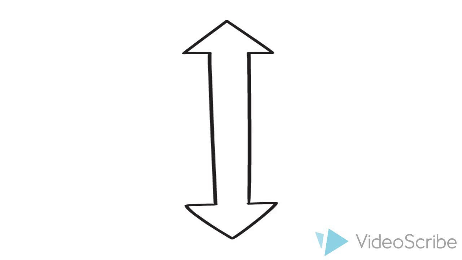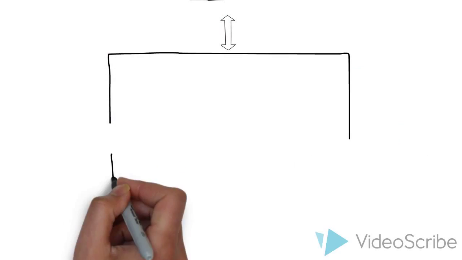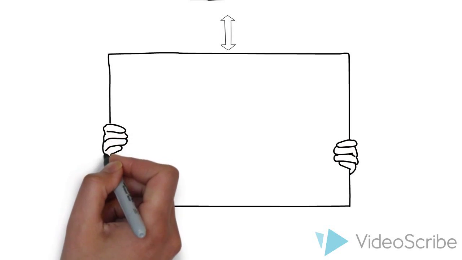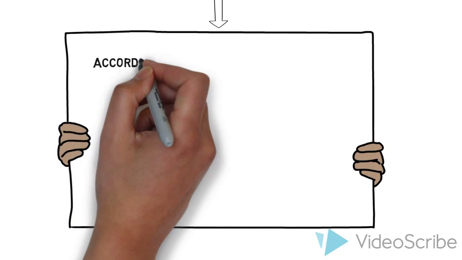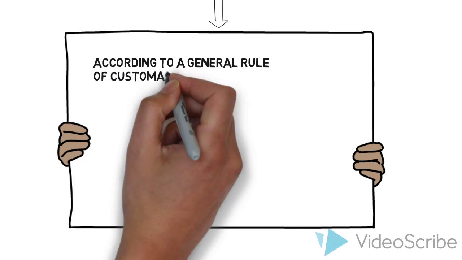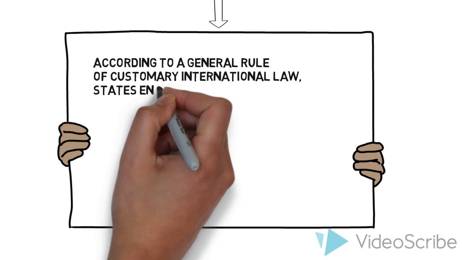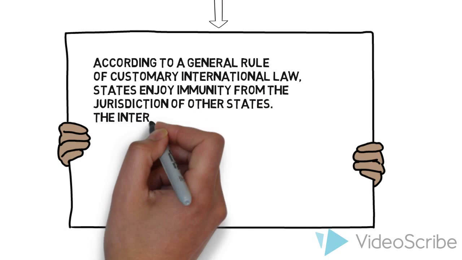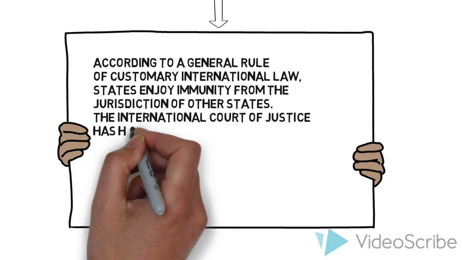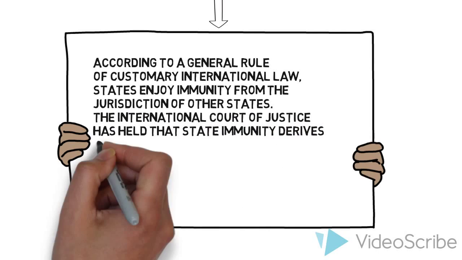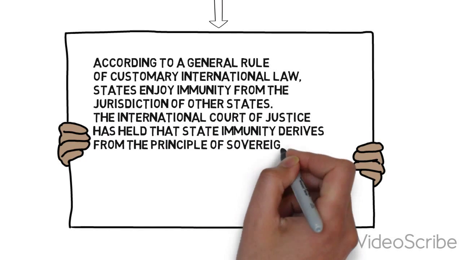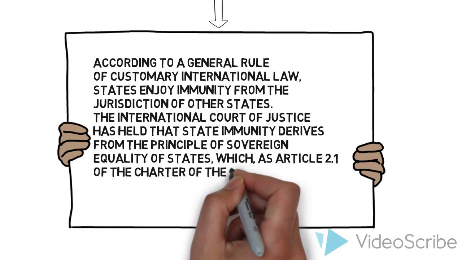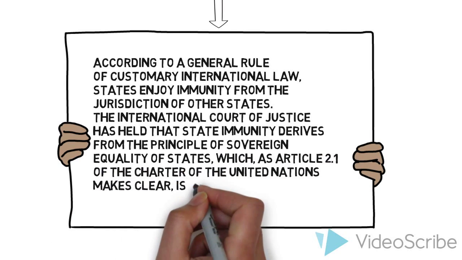But what exactly is jurisdictional immunity? Let's give a brief definition. According to a general rule of customary international law, states enjoy immunity from the jurisdiction of other states. The International Court of Justice has held that state immunity derives from the principle of sovereign equality of states, which, as Article 2.1 of the Charter of the United Nations makes clear, is one of the fundamental principles of the international legal order.